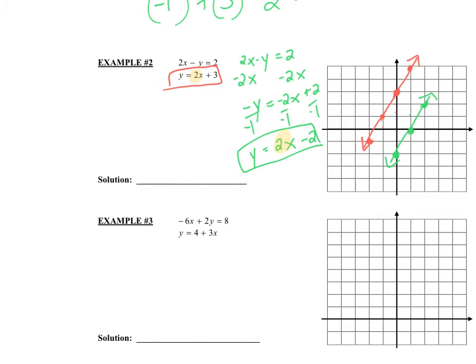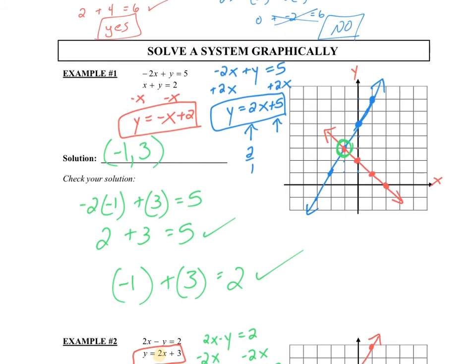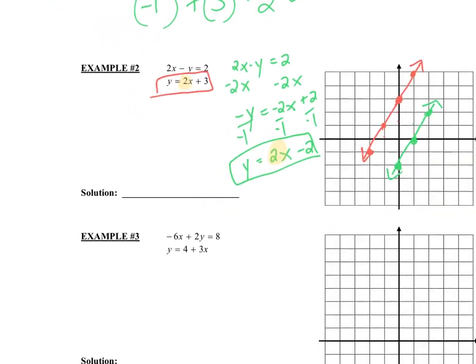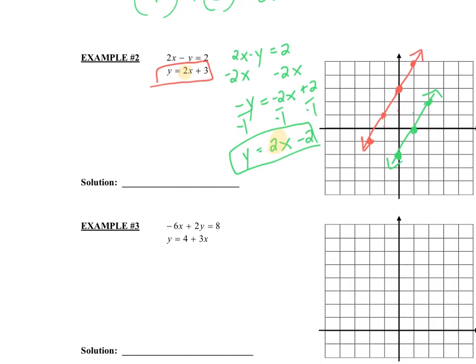The lines don't cross. They never will cross. So what is the answer? If you remember up above, the answer was where do the lines cross? That's the solution. If the lines don't cross, what do you think your answer is? If they don't cross, that means there is no solution. So you can put no solution, or this symbol works too. And this happens when there are parallel lines, because the lines do not cross.